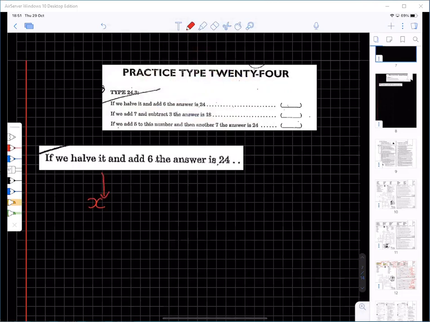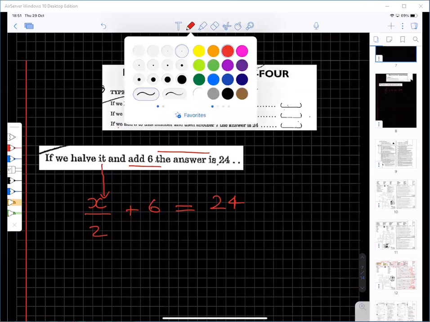So how do we halve an x? What do we do to it? We divide by 2. Fantastic. Lovely. And then how do we add 6? We plus 6. Fantastic. And what does it mean by the answer is? Equals 24. Beautifully translated from English into mathematics. And that's looking lovely. So how do we solve that, Omeza?